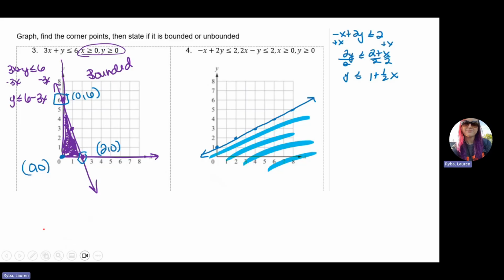All right, next line, 2x minus y less than or equal to 2. So I'm going to subtract 2x over. Negative y is less than or equal to 2 minus 2x. And then I've got to divide everything through by negative 1. It's going to flip my sign. So y is greater than or equal to negative 2 plus 2x.